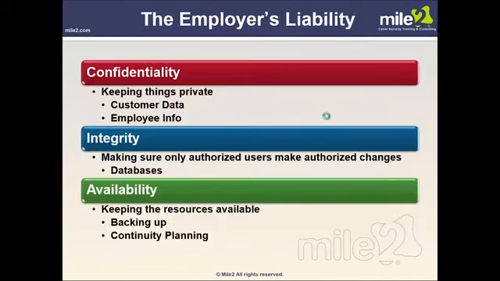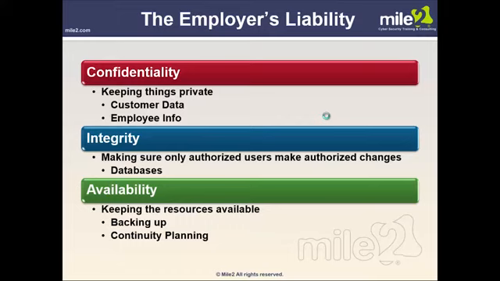So let's start off. You've probably heard of the CIA, which stands for confidentiality, integrity, and availability. When it comes to confidentiality, encryption comes into play. The whole purpose of confidentiality is to keep things private, such as customer data and employee information. We do this through the process of encryption, which we will have a special unit on, where we talk about the different encryption methods that we can use and what is involved with that.